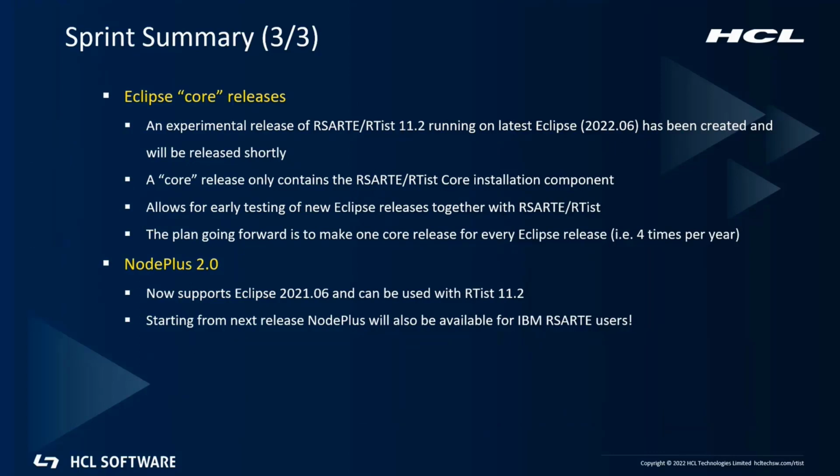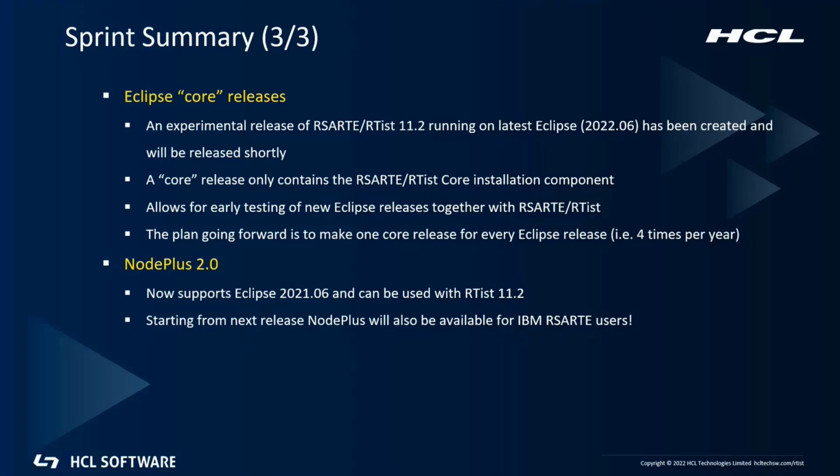Then I'd like to mention something that we call Eclipse core releases. This is a new kind of release that we intend to do every time a new Eclipse comes out. So what we have done now in this sprint is to work on a version of HCL RTist 11.2 that can run on the latest Eclipse, which now is 2022-06. And we call it a core release because it only contains the core installation component.